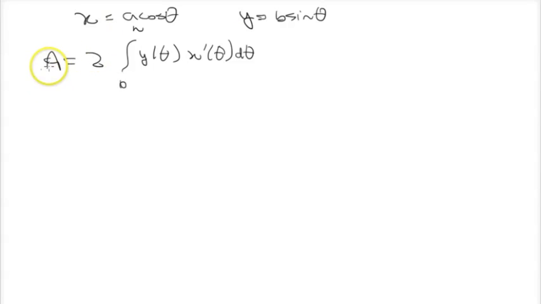On that previous screen, the A was only half of the total area enclosed by the ellipse, because that was just between 0 and pi. Now we've got our total area, and it's going to be 2 times that half area. So let's start plugging in values, but first let's find the derivative of x with respect to theta. x prime in terms of theta: what's the derivative of cosine? It's a negative sine. So we're going to get negative a sine theta.